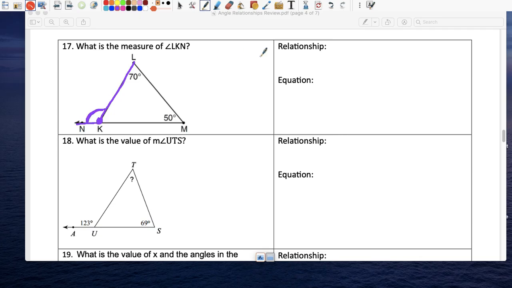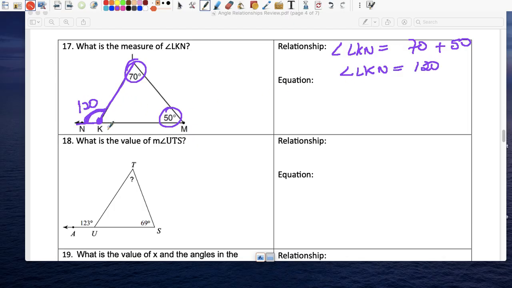So the exterior angle theorem that we talked about a couple of days ago gives a relationship. I know that this angle here, the exterior angle, angle LKN, is equal to the sum of these two other angles, 70 plus 50. So angle LKN, or if you want to use a variable, I'm just going to use that, equals 120. So this guy here is 120. This exterior angle will always be equal to the sum of the non-adjacent interior angles, these two angles.